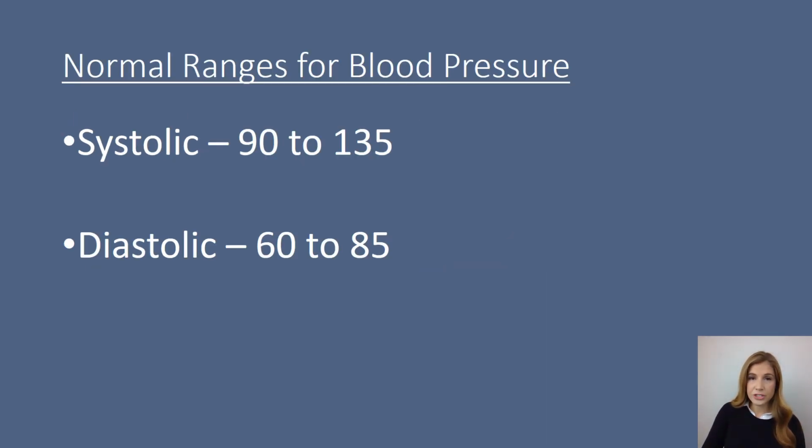Normal blood pressure ranges according to the Utah Nursing Assistant Registry: for systolic is 90 to 135, and for diastolic, we use 60 to 85. So these are the ranges that will show up on both the state written and skills test, regardless of what you may see documented as normal findings in other resources or even in your individual facilities.